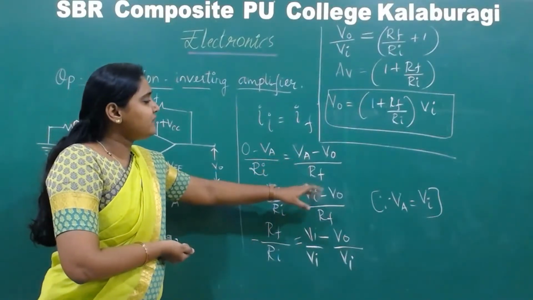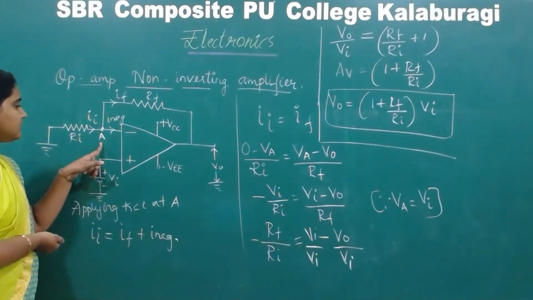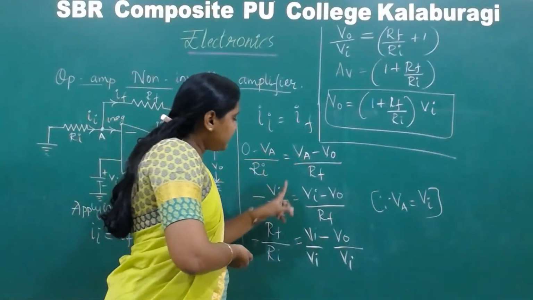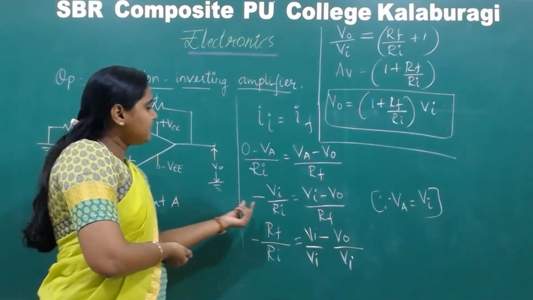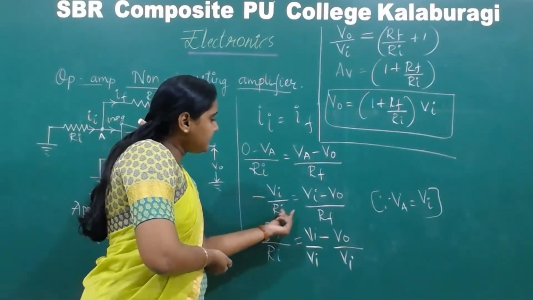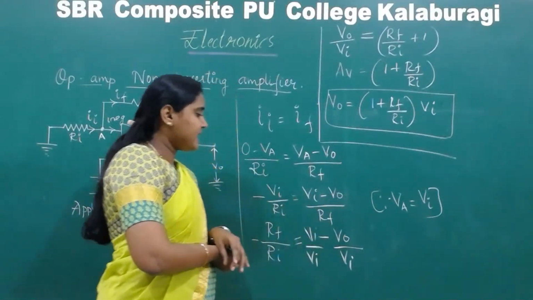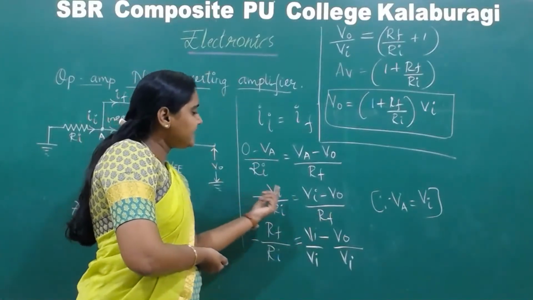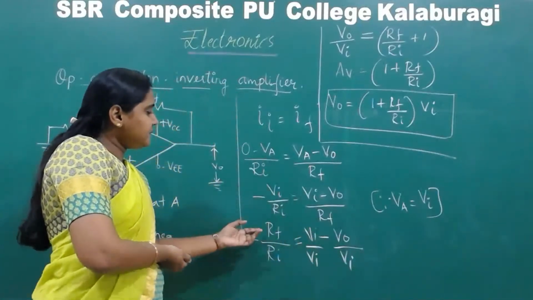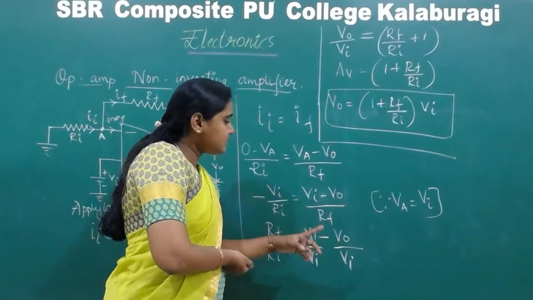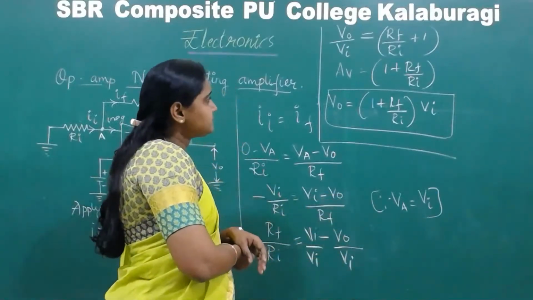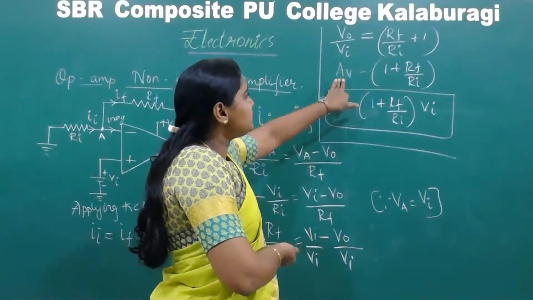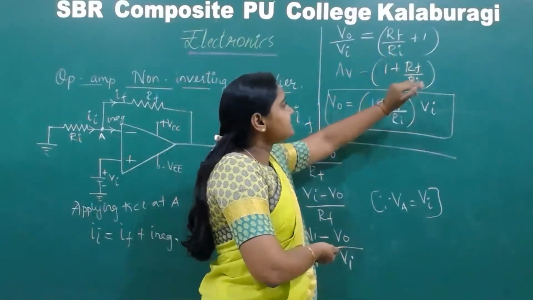Then we have to substitute the value of VA, where I have explained that the potential at the point A for the non-inverting amplifier is going to be VI. So we just substituted the value of VI in the place of VA. Right? And we came up with the expression as minus of VI by RI is equal to VI minus V0 by RF. When we rearranged it, we shifted the RF to the position of VI. Then it became RF by RI is equal to VI by VI, that is 1, minus V0 by VI. Okay. Finally, rearranging the expression for V naught by VI, which is the gain, we get it as RF by RI plus 1, or 1 plus RF by RI.